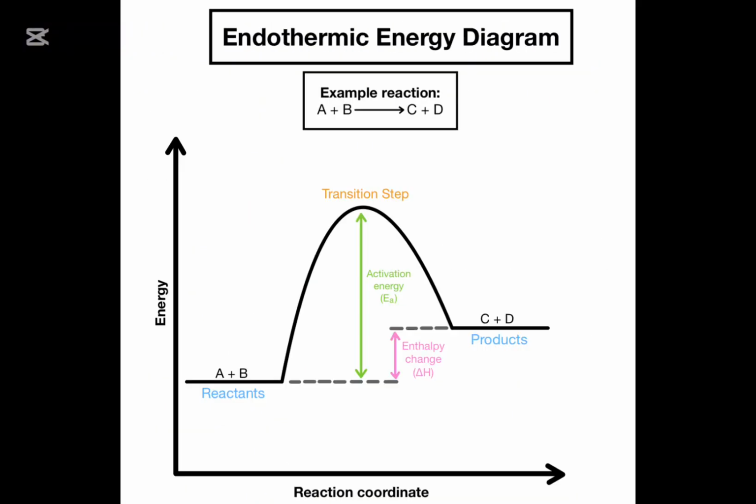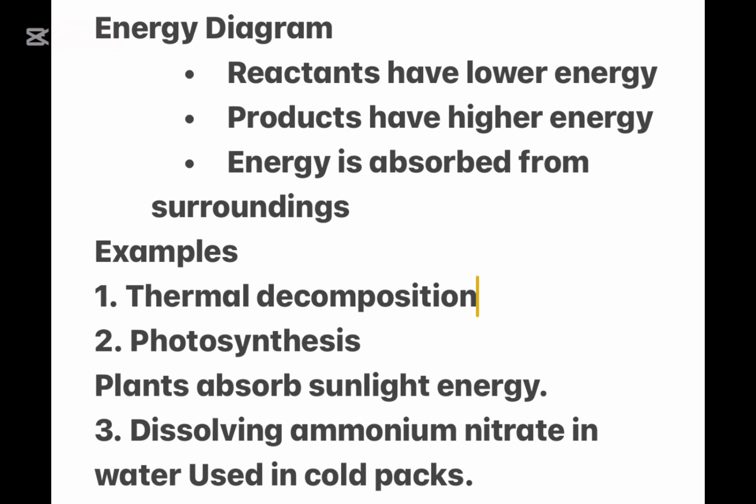Here is a profile diagram representing an endothermic reaction. The things you must know about that profile diagram are this: reactants have lower energy, products have higher energy, and energy is absorbed from the surroundings. Examples of endothermic reactions include thermal decomposition, photosynthesis, and dissolving ammonium nitrate in water, used in cold packs. So these are examples of endothermic reactions.